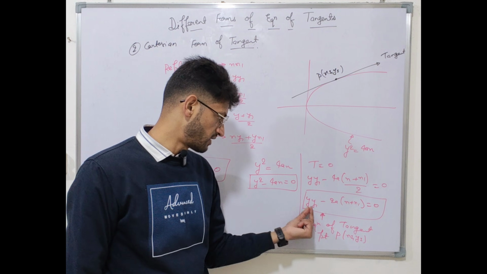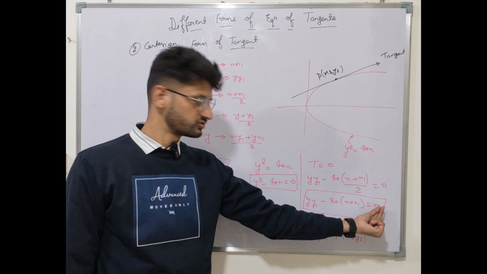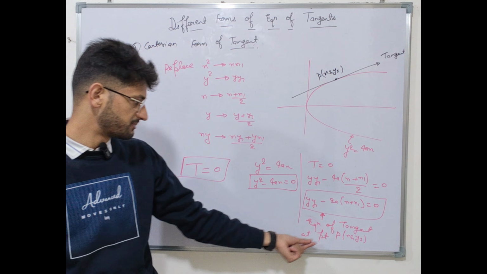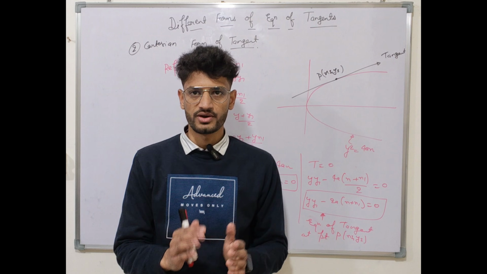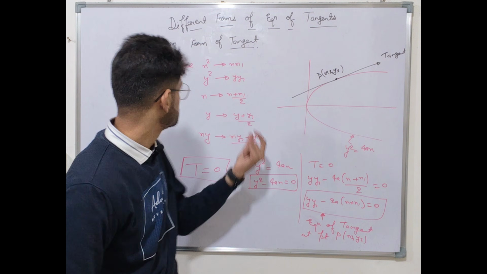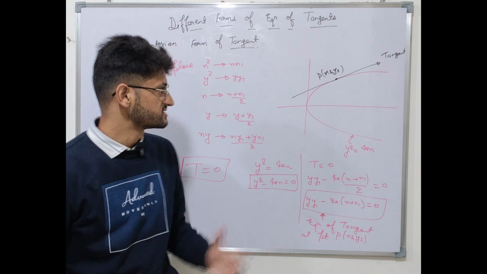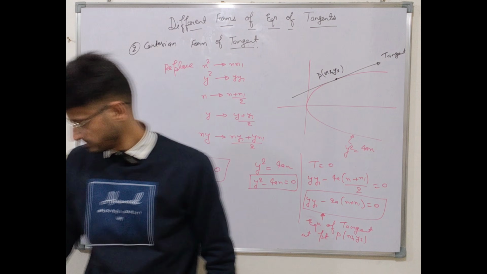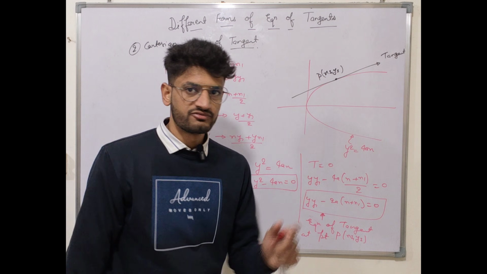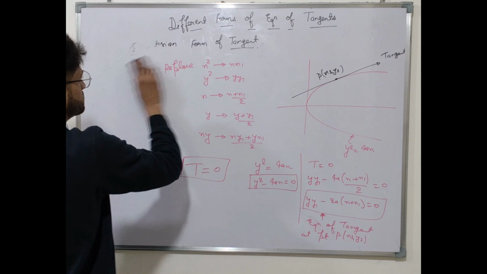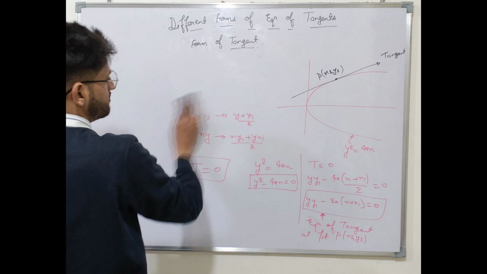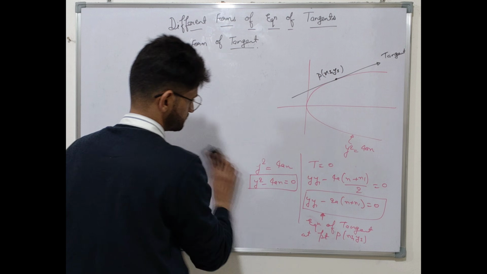From here we got the result as yy1 minus 2a times x plus x1 equals 0. So this is the equation of tangent at point P(x1, y1) on parabola y square equals 4ax. So this is the Cartesian form of tangent. Now let's see another form, that is the parametric form of tangent. The third form will be the parametric form of tangent, and it is also very important.